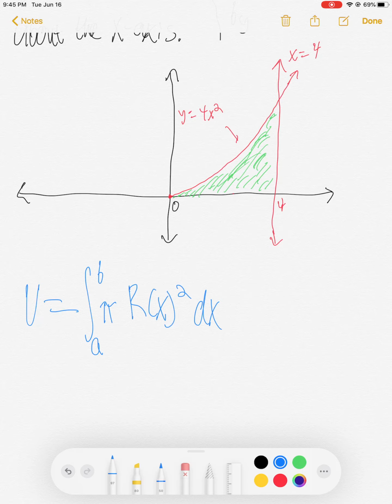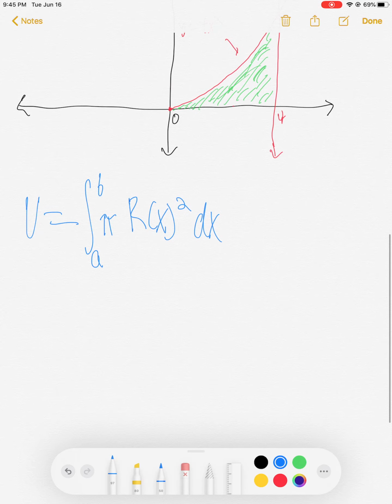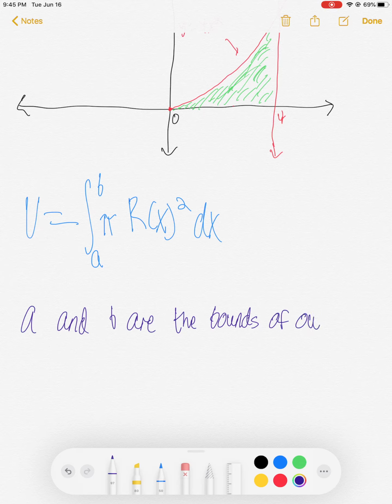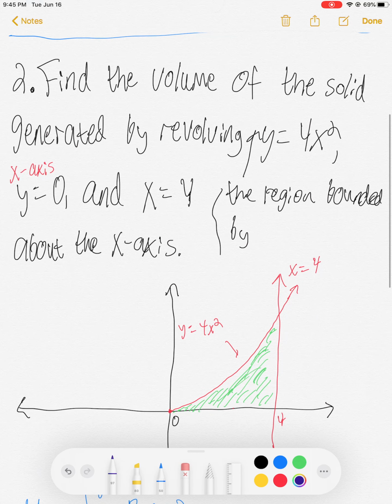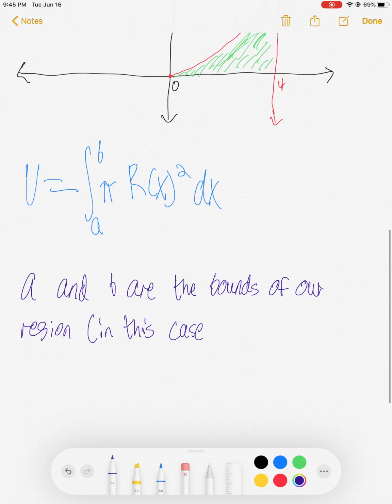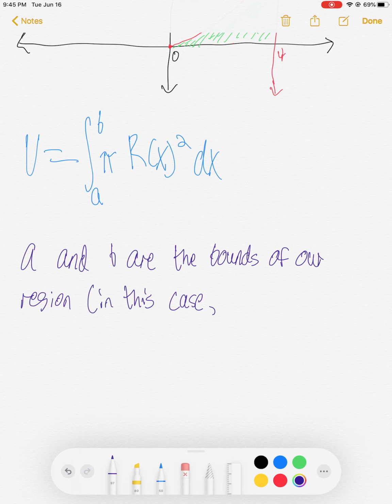I hope this looks somewhat familiar to you, at least from perhaps some other example problems or Mackenzie's videos or the textbook. So A and B, let me comment on each of these things in turn real quick. A and B are the bounds of our region. In this case, since we are revolving about the x-axis, right? That's what this says, right? Yeah, about the x-axis. In this case, they will be the x values, because we are rotating about the x-axis.